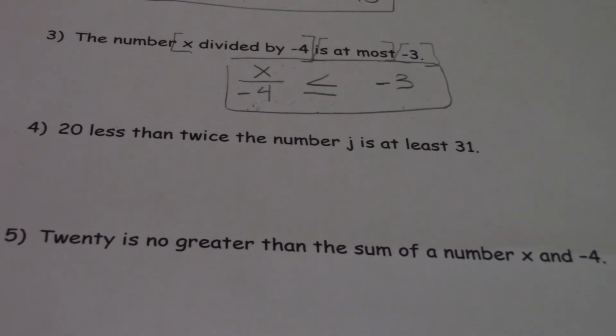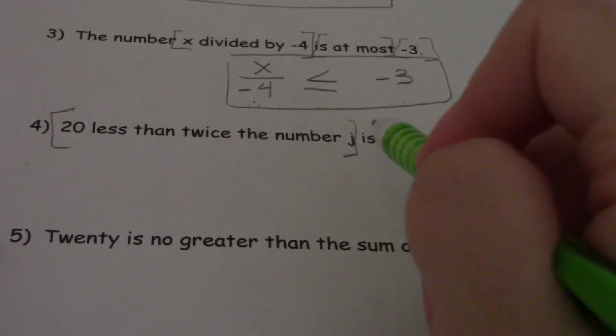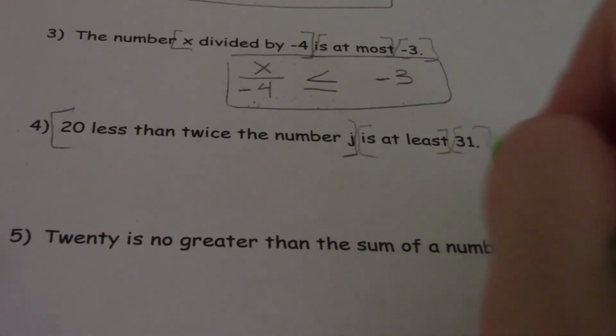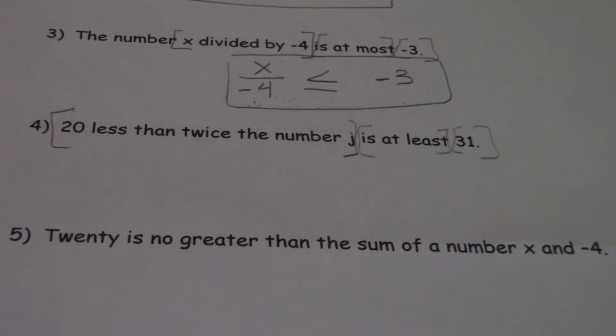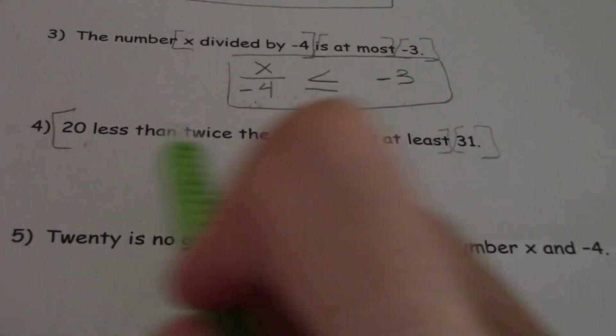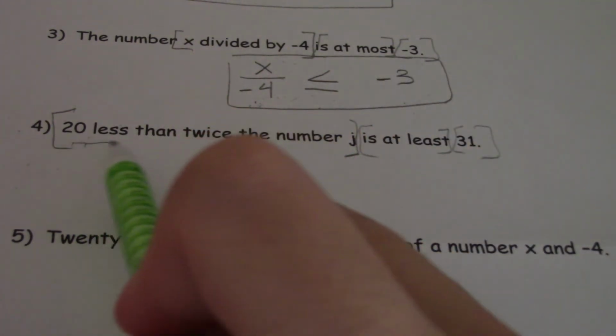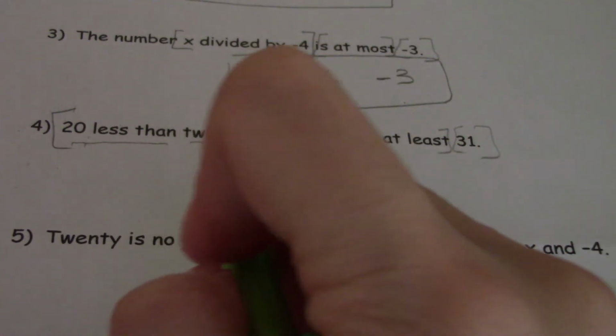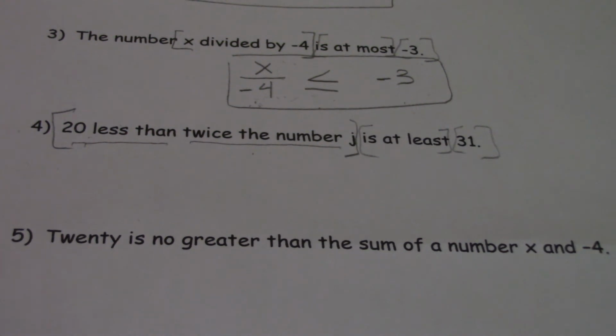It says 20 less than twice the number j is at least 31. So 20 less than twice the number j is at least is my second one, and then 31 is my last one. So 20 less than twice the number j. Okay, so here you actually have two components. You have 20 less than, so your first component has two more components. You have the 20 less than, and then you also have the twice the number j. Less than tells me, okay, I'm going to have a subtraction in there.